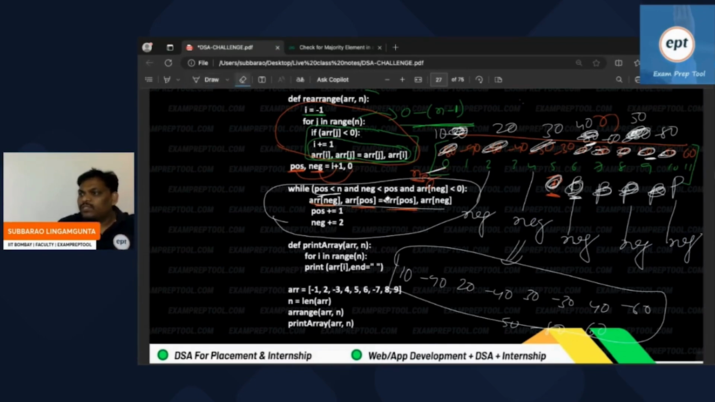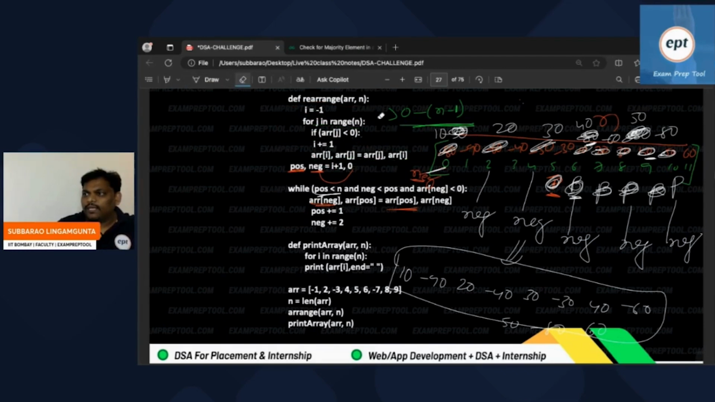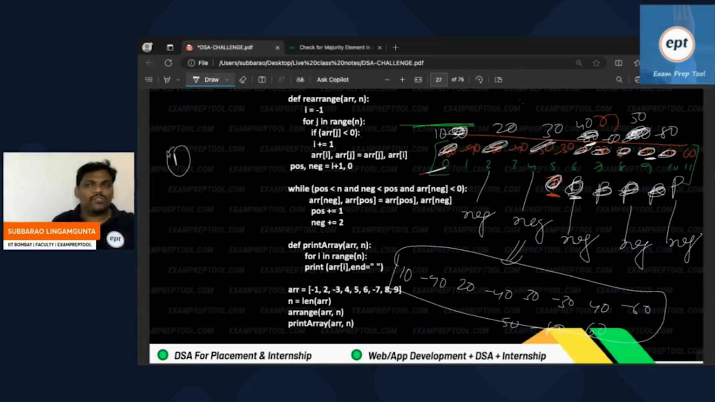If anyone has a small doubt, see this code one time. You will get the clarity. So finally, I have given some rough diagram. Code also I have written. So the answer for this problem, first step, I am writing the pseudo code.